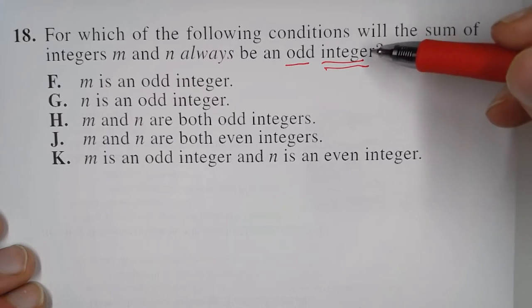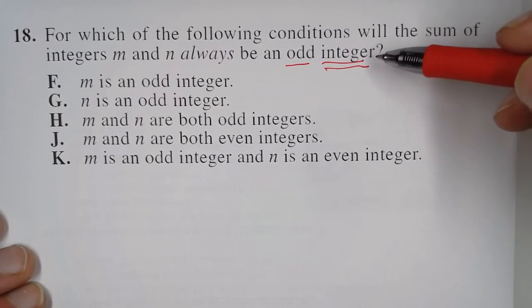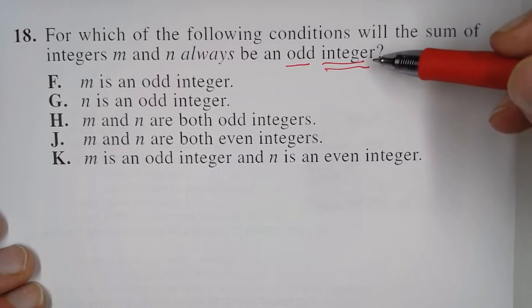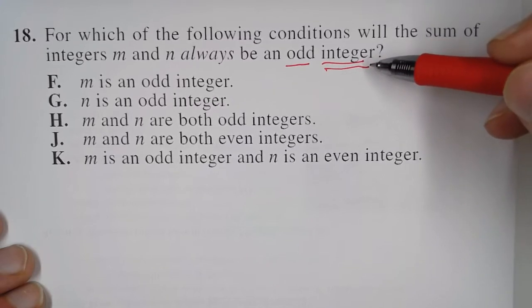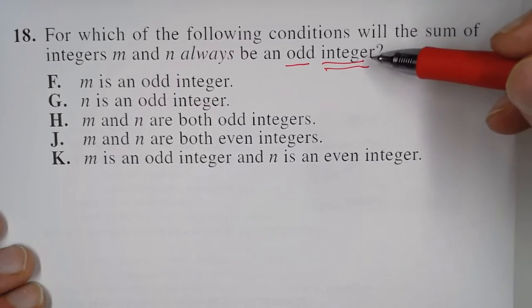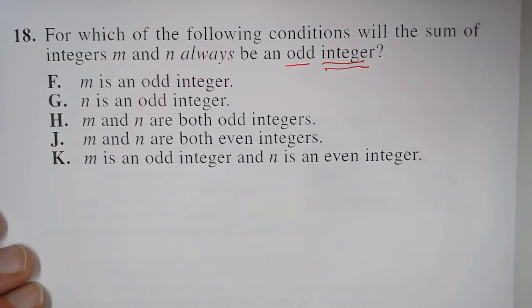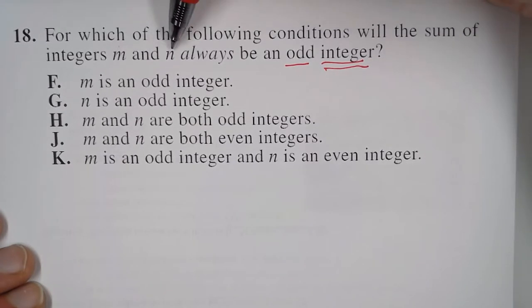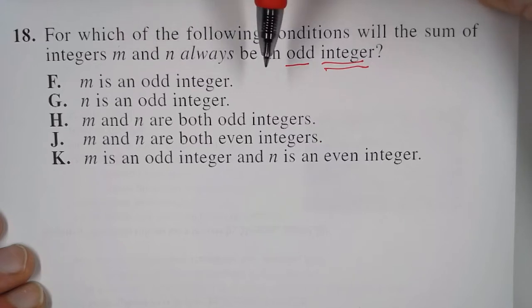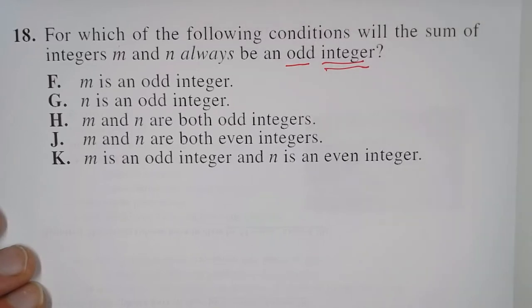People often think that integers mean whole numbers. Whole numbers are always positive or 0, but integers can be positive or negative. They just don't have decimals. And what we're saying is that m and n are integers. That means we're plugging in m and n, and we're seeing what situation will give us an odd integer every time.